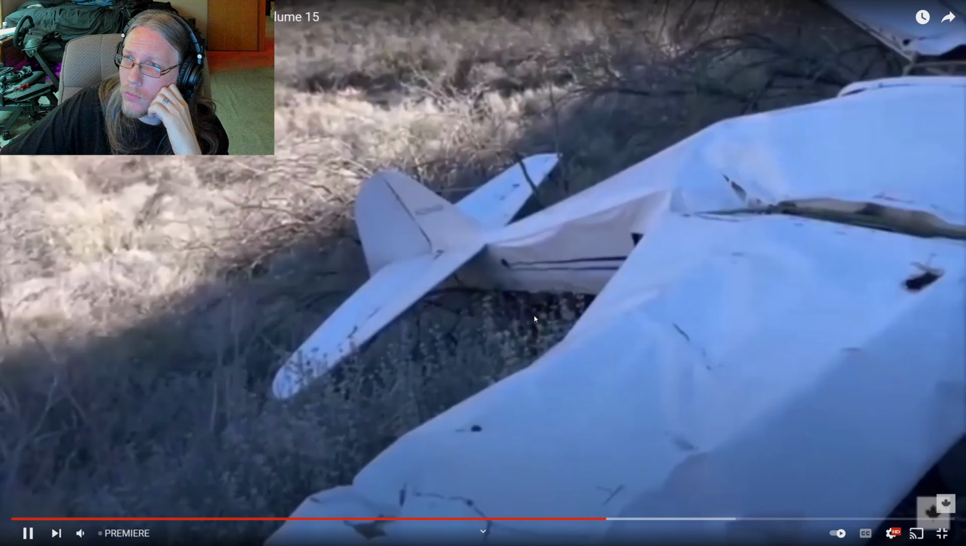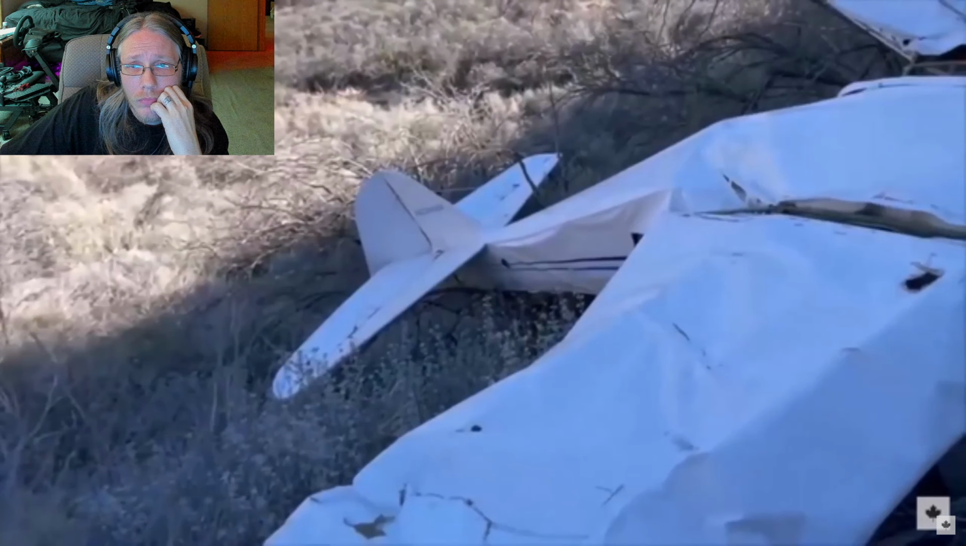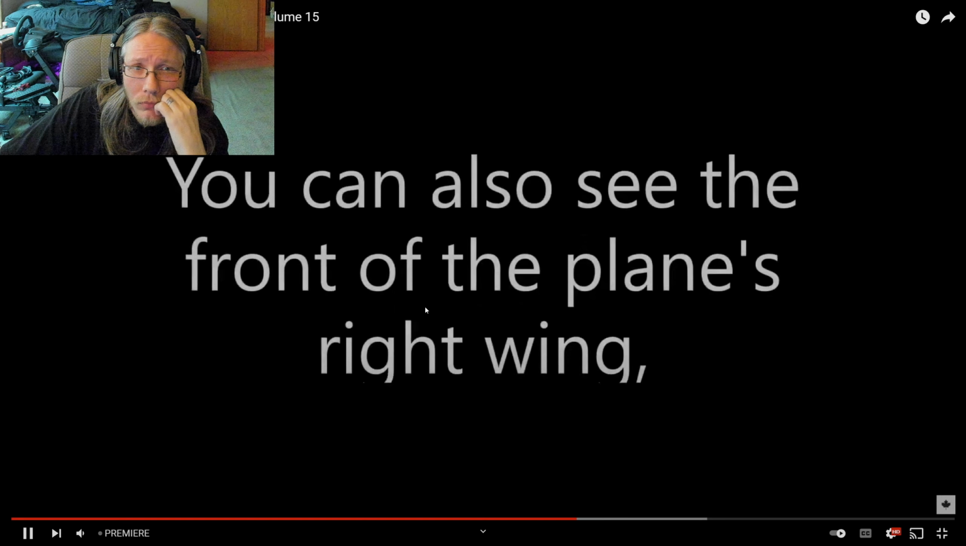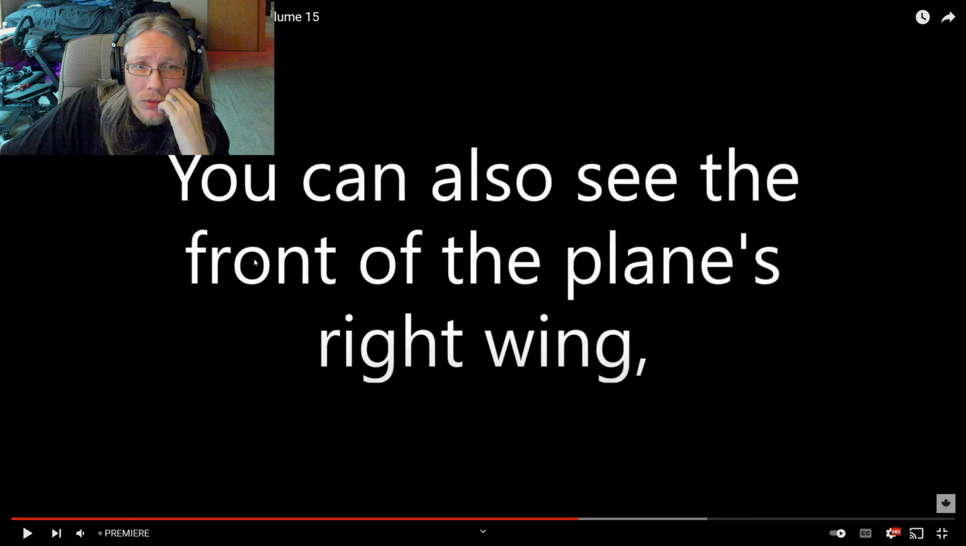All right. You can also see the front of the plane's right wing. Okay, what are we talking about? It is bent under because the plane flipped over. What are we talking about?